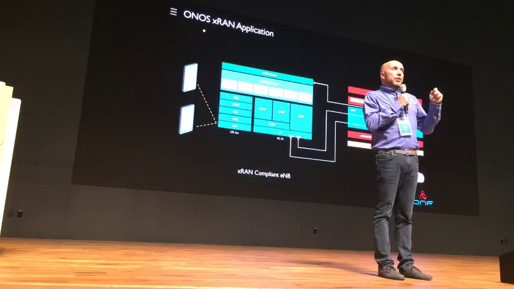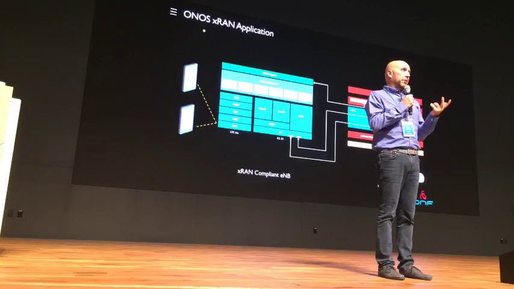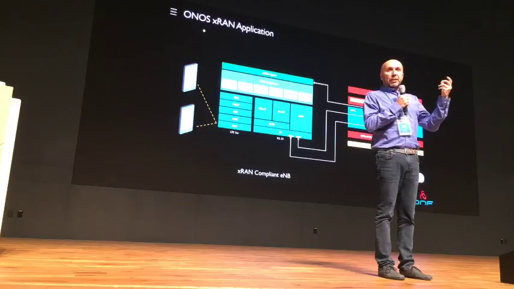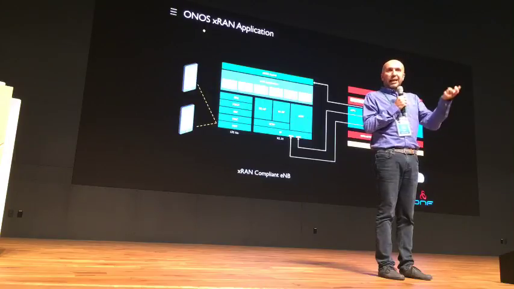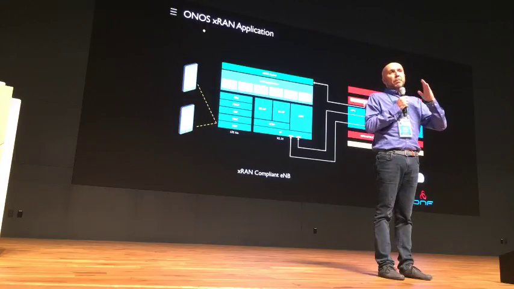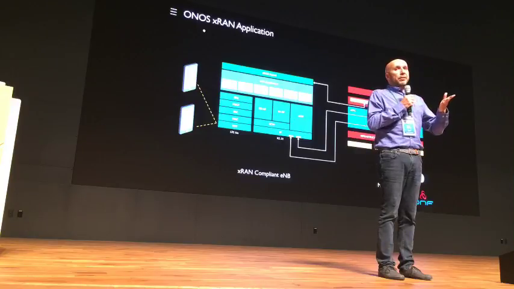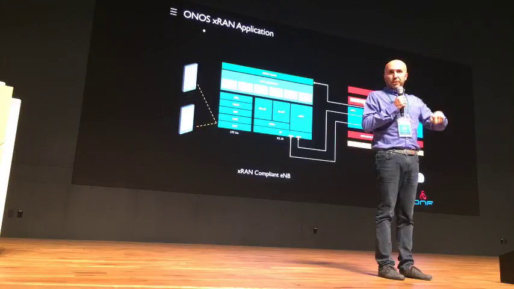The XRAN application also has two specific northbound interfaces. One interface allows that application to have specific RAN-based applications itself, like a handoff management application. The other is a northbound interface that interfaces with something like XOS, or potentially directly with ONAP, so that policies can be pushed down.